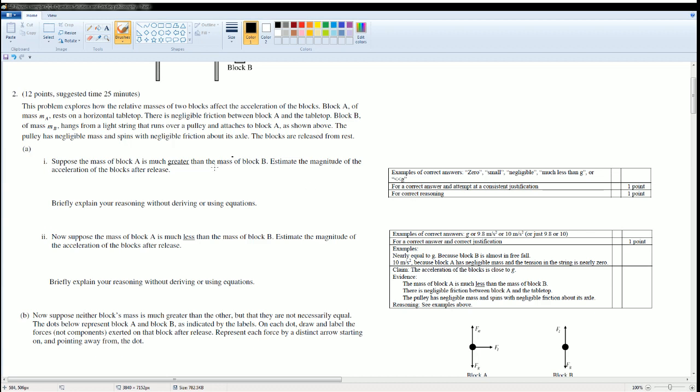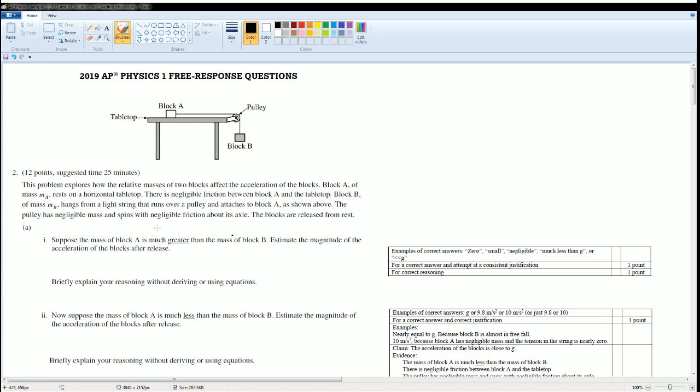So here it says estimate the magnitude of the acceleration of the block after release, right? And you said it was small, and that's it. You wouldn't get this full point, because it says attempt a consistent justification. So you would say it's small because more inertia is given to block A, therefore it resists movement more. That's the justification. If that reason was enough, they would give you the second point.